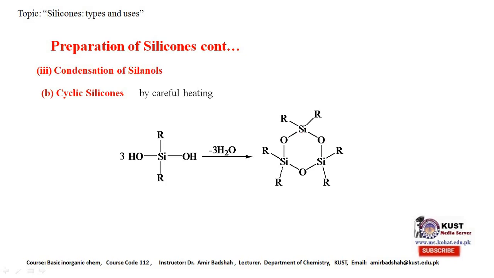Here the silicon and oxygen alternate with each other. Each silicon is connected with two oxygens, each oxygen is connected with two silicons, and at the same time, each silicon is also connected with two organic parts.